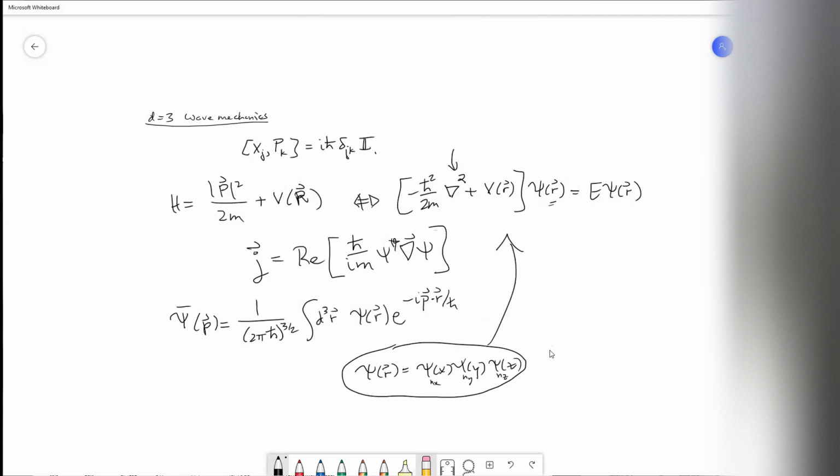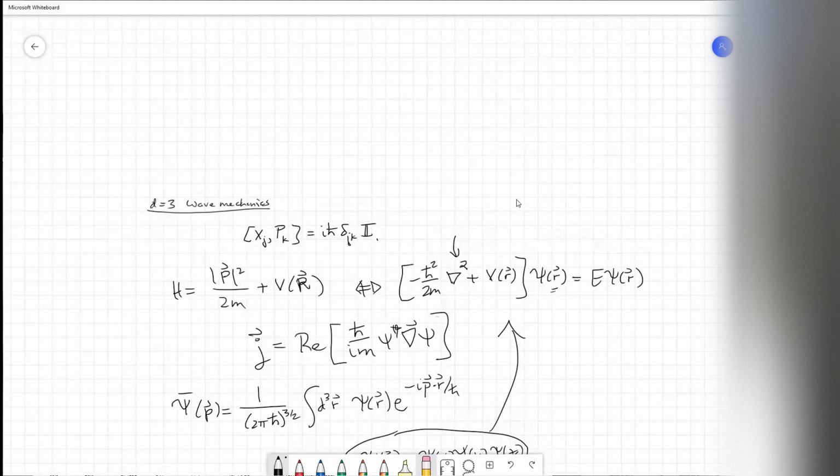Any questions though? So that's kind of wave mechanics. You'll practice it in homework 4, of course. And we'll go back to this 3D stuff in the second semester.